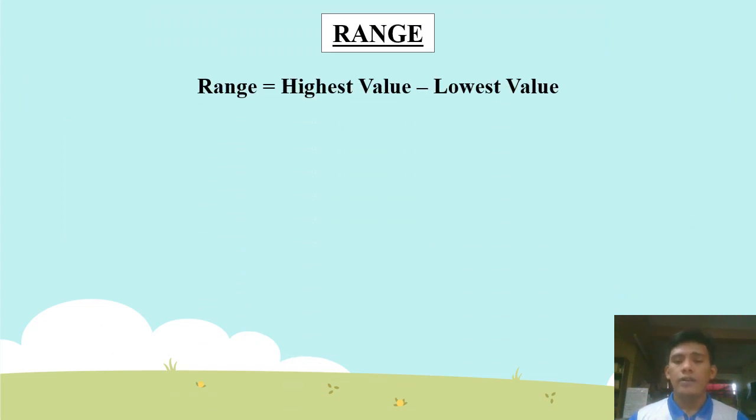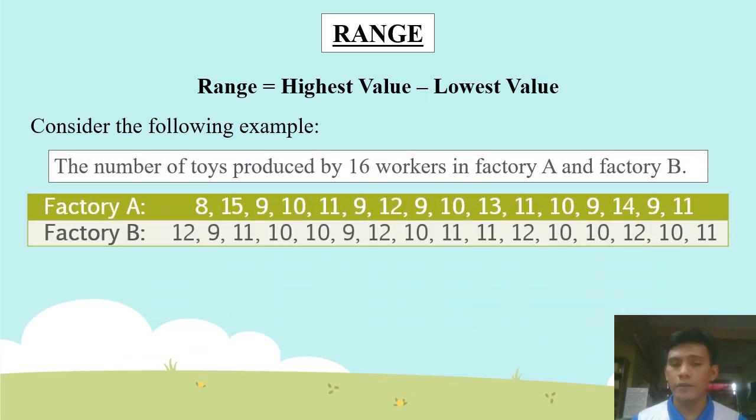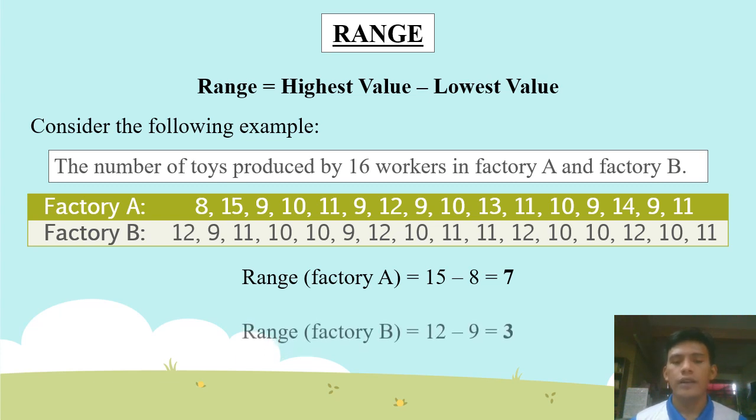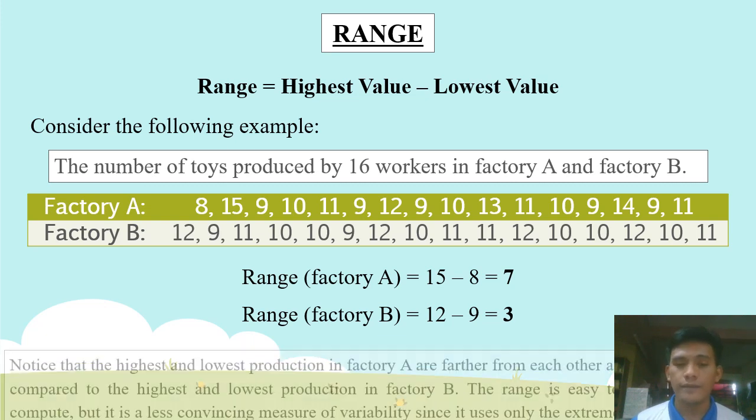Range. To get the value of the range, the formula is the highest value minus the lowest value. Consider the same example: the number of toys produced by 16 workers in factory A and factory B. The highest value of factory A is 15 and the lowest value is 8, so 15 minus 8 is equal to 7. For factory B, 12 minus 9 is equal to 3. That is the range of factory A and factory B.